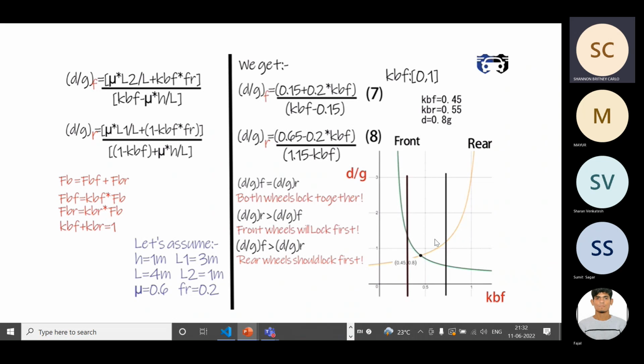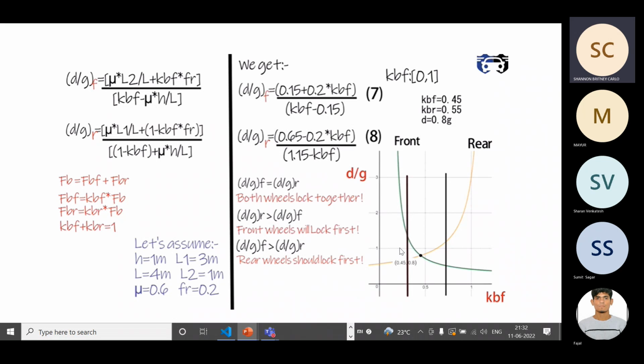Now I want to check on either side of the two graphs. If I check this side, you can see that d by g for R, that is rear, is greater than for front wheels. And you can see that for this side of the graph, KBF is greater. Since KBF is greater, I am telling that front wheels will lock first. If I take a line passing here, d by g for R is greater than d by g for F. Since KBF is greater here, we'll say that front wheels will lock first.